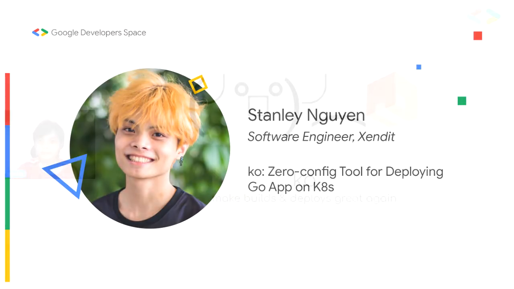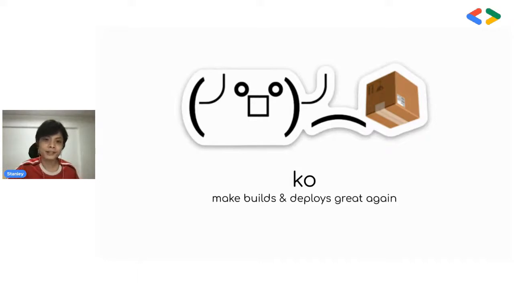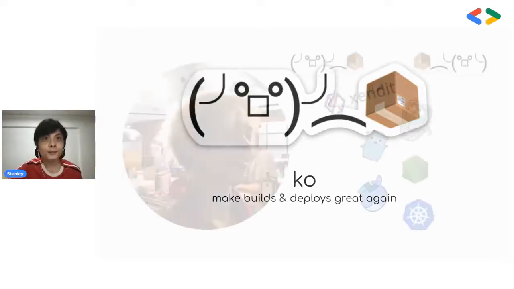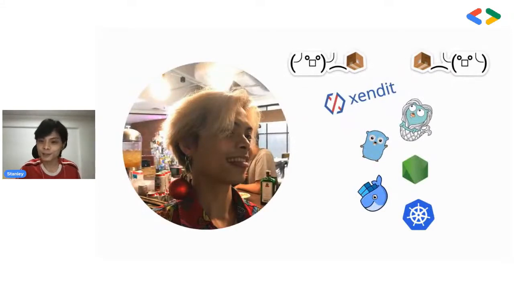Yeah, as Jiaxing has mentioned, today I'm gonna talk about Ko, a zero config deployment tool for Go applications, so we can make builds and deploys great again for our application developers. Before I begin, here's just a bit about myself.